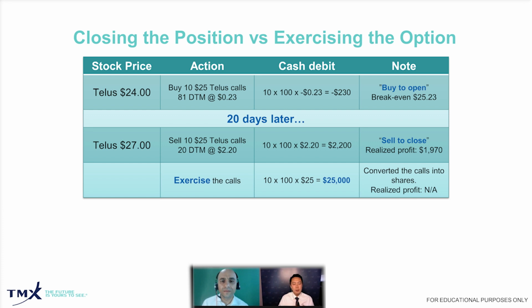So to answer the second part of your question, Ryan, why would an investor close a position or exercise a call option? It depends on what she wants to do. If the investor wants to just buy the option and then sell it at a profit, that's fine. But the second thing is, if she wants to become a shareholder, then the way to do this is to exercise the call option.